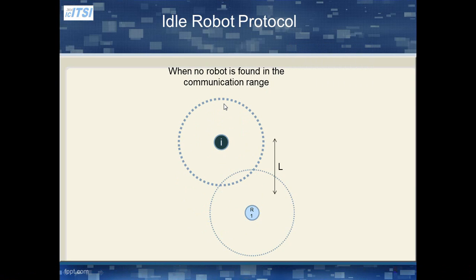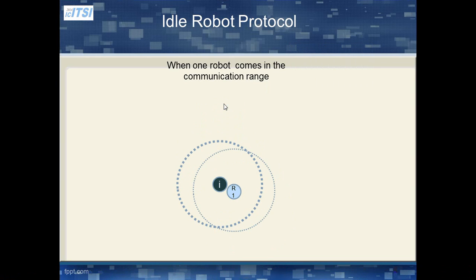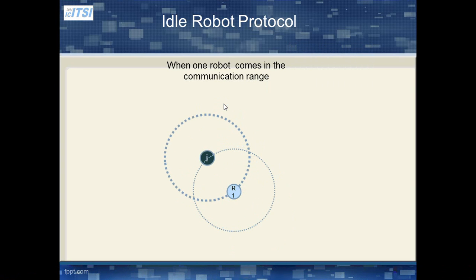If it comes in the communication range of any one of the robots, say R1, it moves to the periphery of the communication range of R1, so that the overall communication range of R1 increases. It can be seen in the diagram that the overall communication range of R1 increases from R1 to the communication range of I, that is the idle robot.